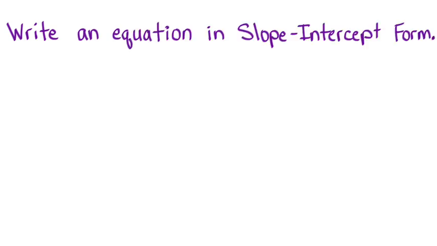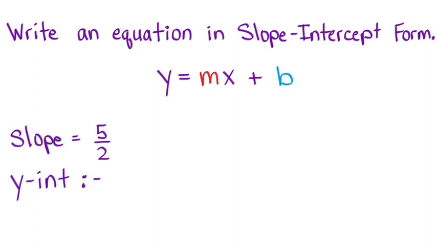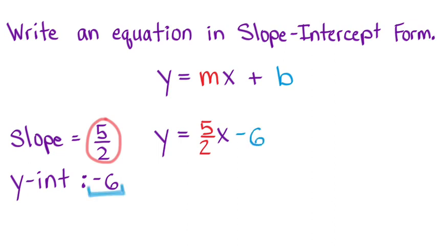Okay, go ahead and write an equation in slope-intercept form if you are given a slope and an intercept, right? If you're given these, then you can write the equation of the line. Y equals, our slope is 5/2, and our y-intercept is -6. So we're going to change that to -6.